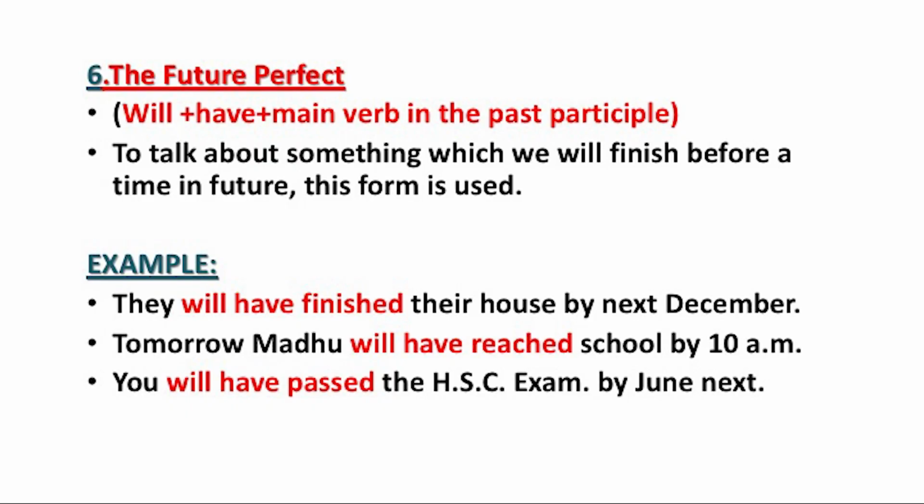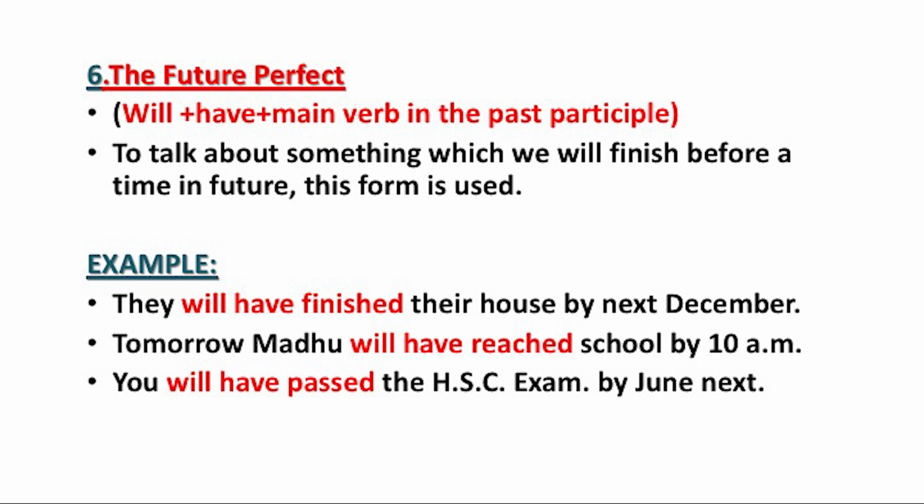Take more examples on the screen. They will have finished their house by next December. At present they are constructing their house and they will have finished constructing their house. Will have plus the verb finish in the en form. Will have finished. So, it makes it future perfect.